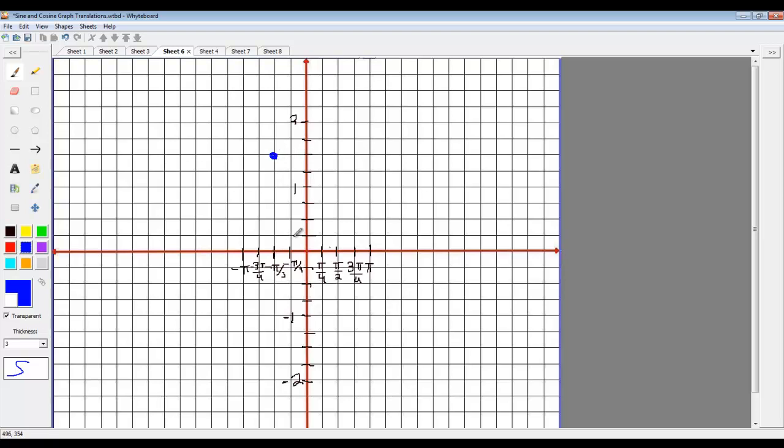Negative pi over 4, we got 0. At 0, we got negative 1 1/2. Pi over 4, we got 0. And at pi over 2, we got 3 halves, or 1 1/2. With my scale, this is going to look kind of skinny, but you still get the idea about how to graph it.